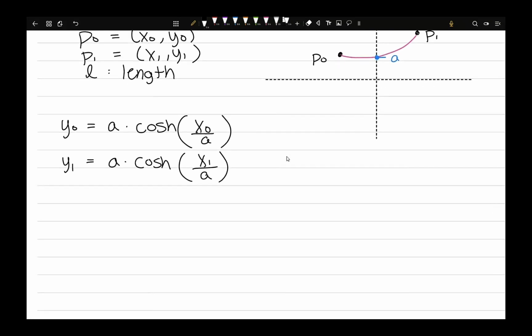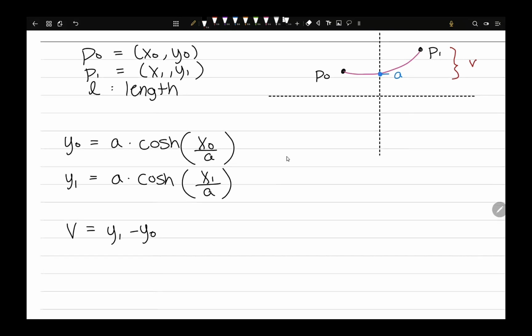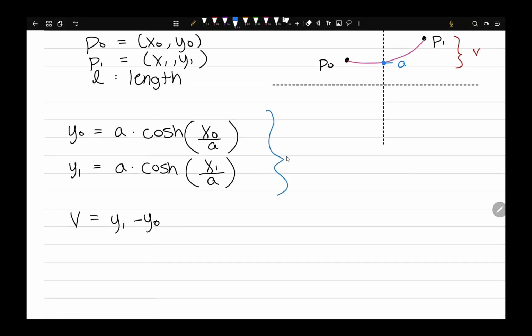And then the next thing that we do is subtract y1 from y0. This gives us the vertical distance between P1 and P0, that's V. And we already have L. It isn't too hard to derive these formulas for y0 and y1 and this vertical difference. But this next step I would never have thought to do, and it comes straight from the book. We're going to take the square root of L squared minus V squared.